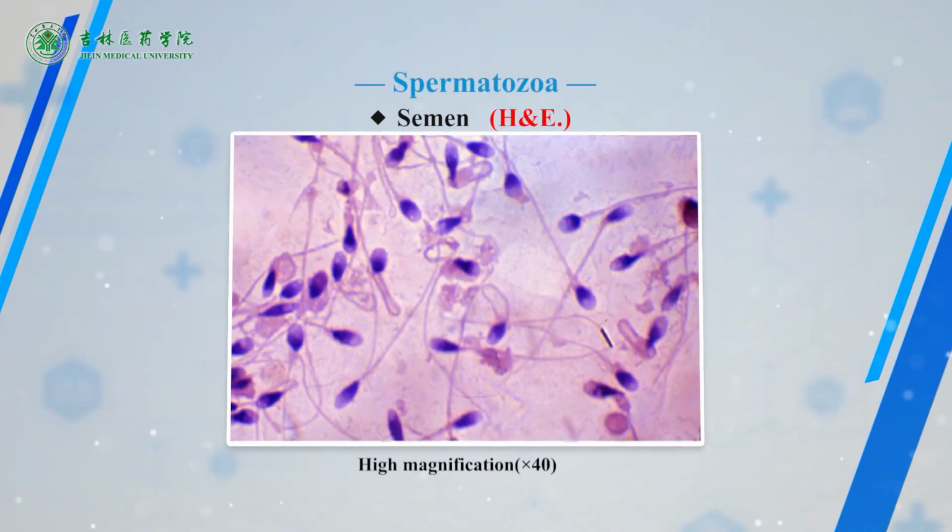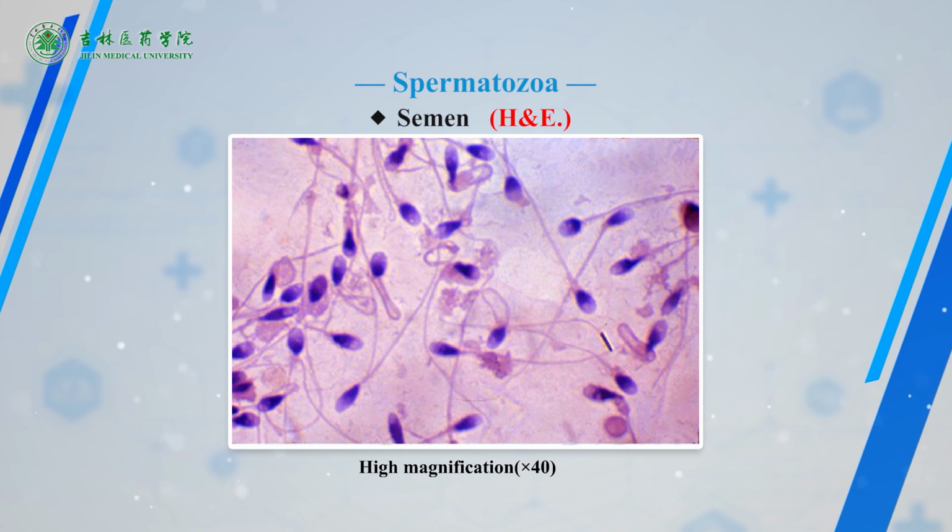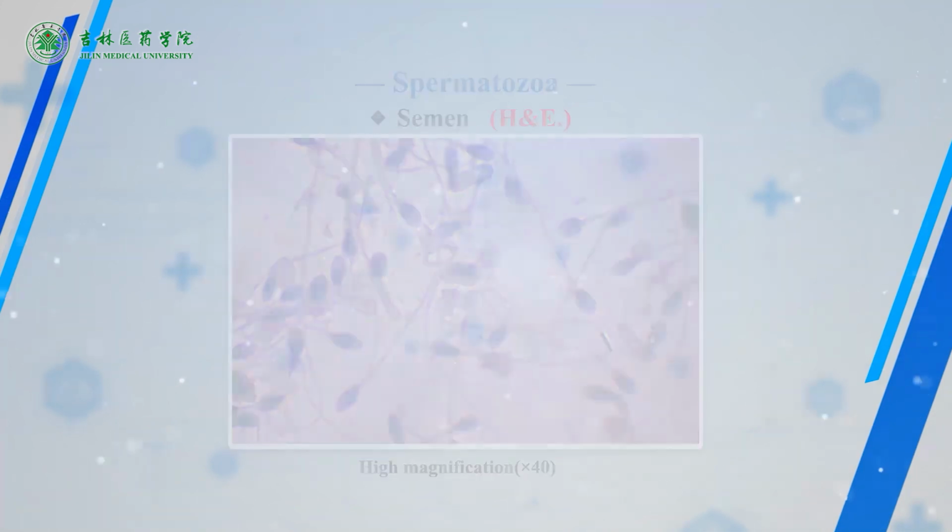The third slide, spermatozoa, obtained from a section of semen smear, HE staining. The spermatozoon is tadpole-shaped. The head is pear-shaped and flattened, stained purple-blue, and contains the nucleus and chromosomes. A slender tail is also stained.